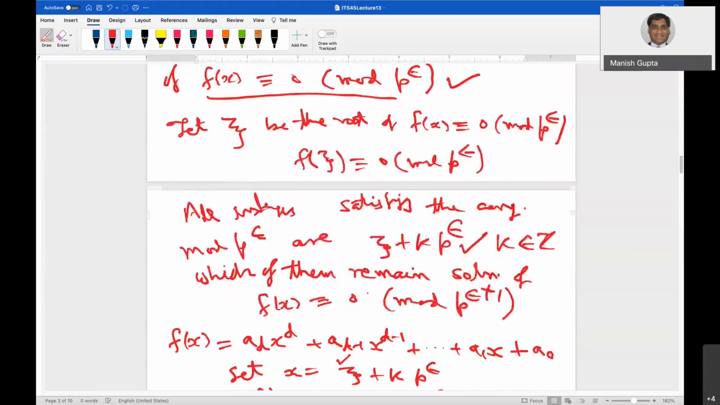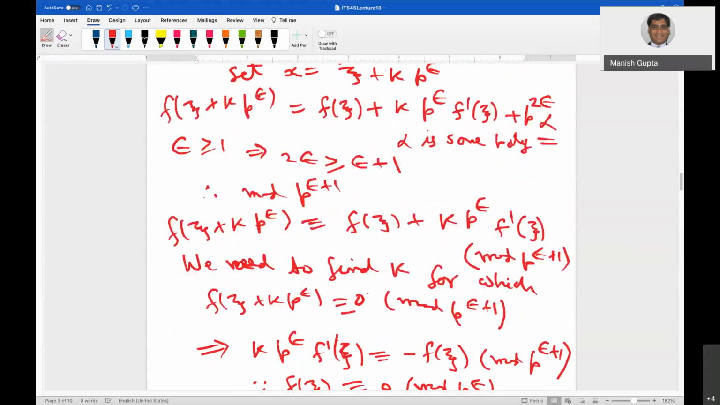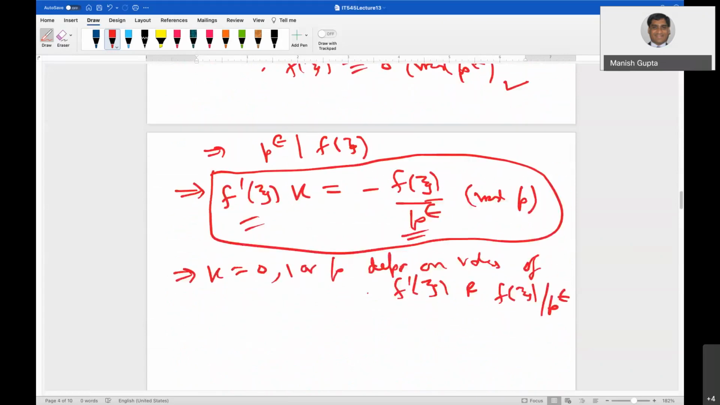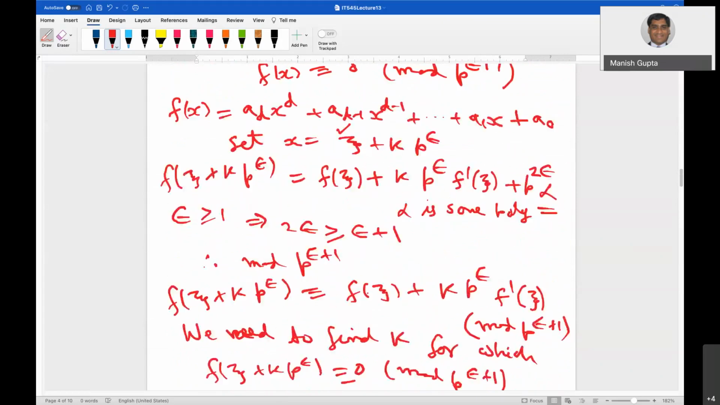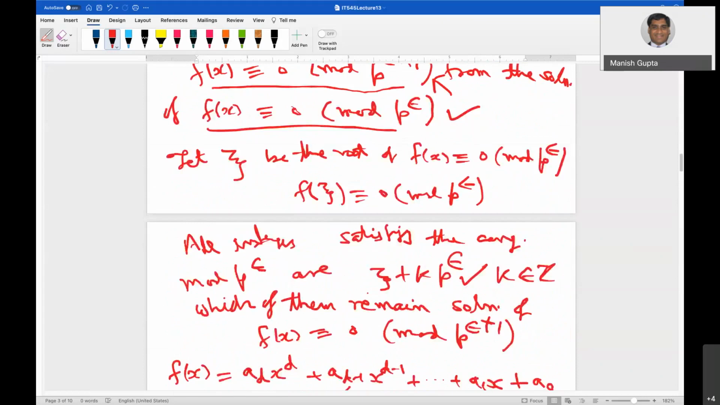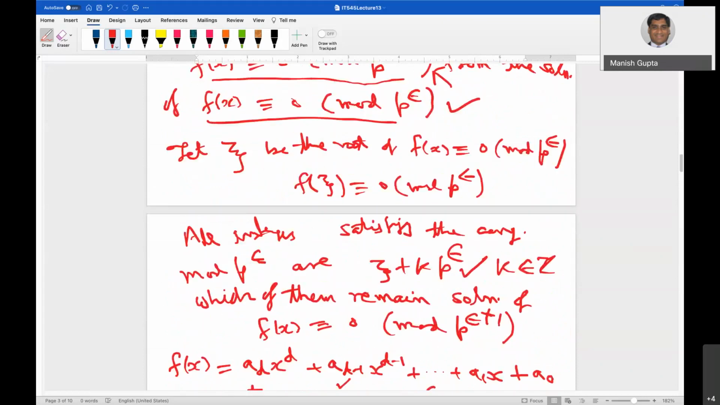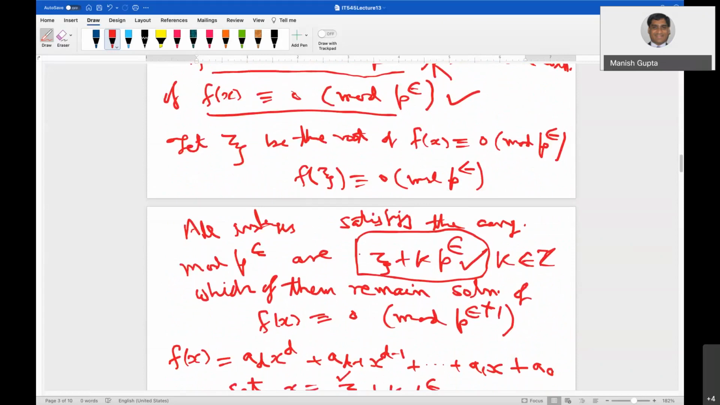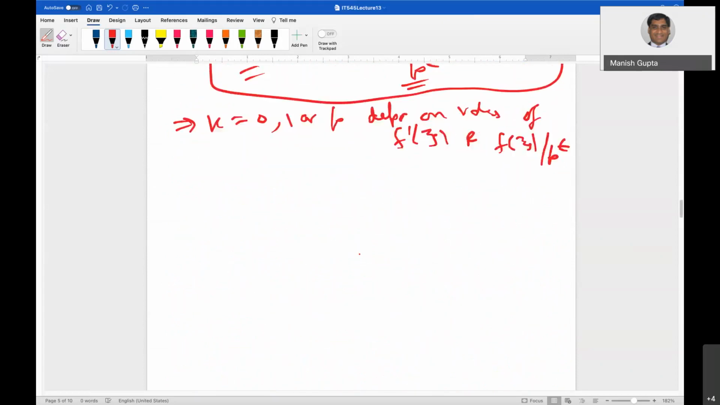उसके लिए हमने अब हमको फाइंड आउट करना पड़ेगा k, और k के हिसाब से I can see that the solutions will be xi plus k times p raised to epsilon, right? So from this I can find out the solution. So let us see an example.